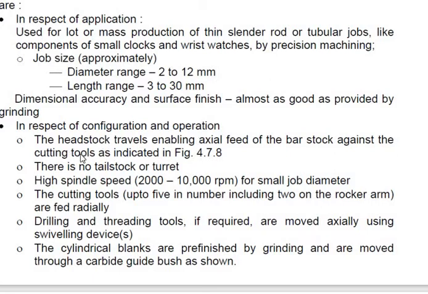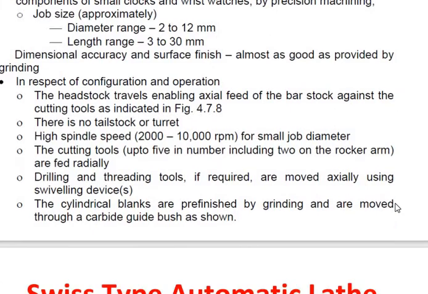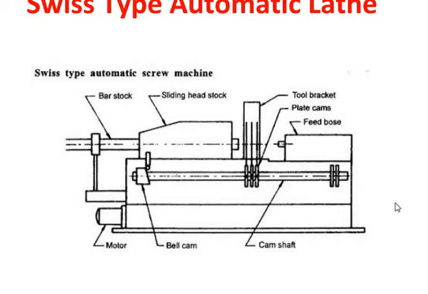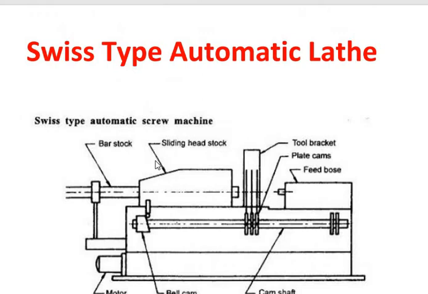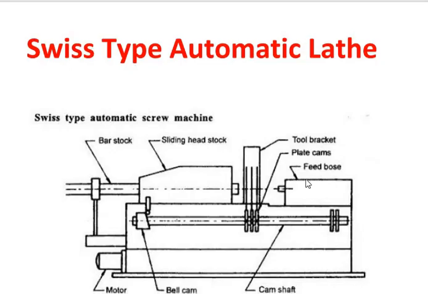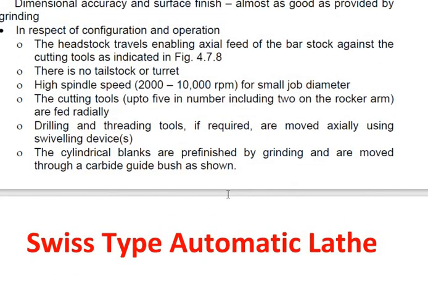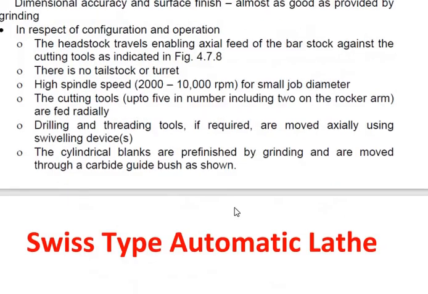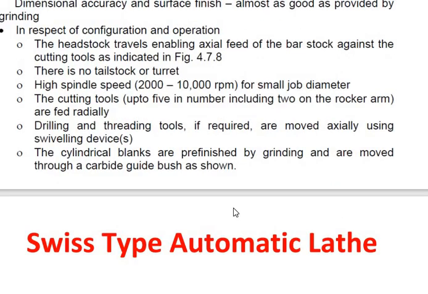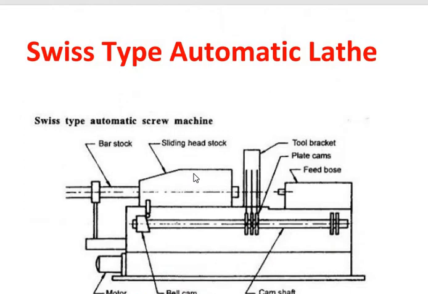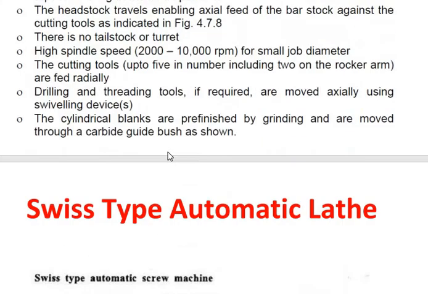In respect of configuration and operation, the headstock travels, enabling axial feed of the bar stock against the cutting tools as indicated in the figure. You all can see in this figure the sliding headstock and the bar stock, and the tool bracket. The headstock travels enabling axial feed of the bar stock against the cutting tool. Remember this.